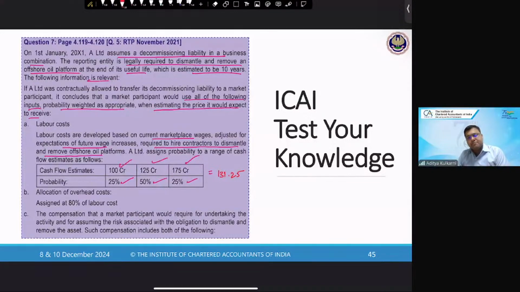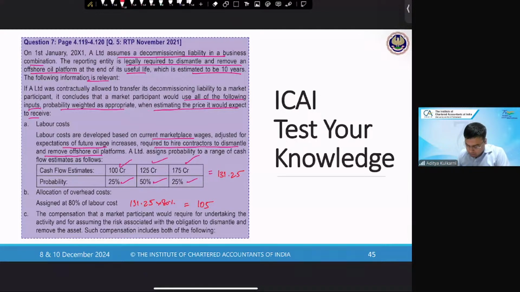Everything okay so far? Yes, sir. All right. Now, allocation of overheads: 80% of labor cost. At that time, there will be overheads along with labor. So this will be 131.25 into 80%. That comes to 105. How many years from now is this? 10 years. After 10 years, it is expected to be 105.